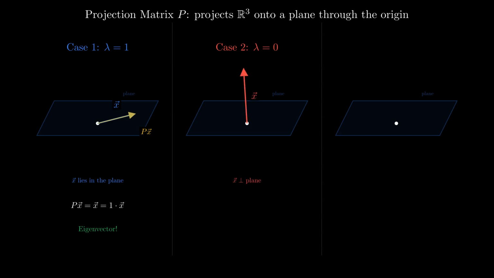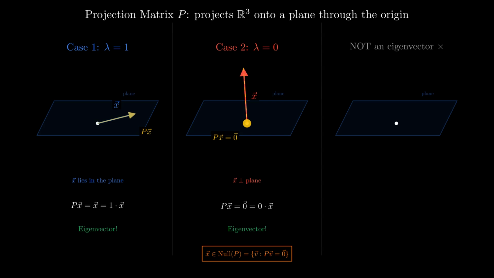Second case, a vector perpendicular to the plane. The projection crushes it to the origin. P times x equals the 0 vector, which is 0 times x. Lambda equals 0. This is also an eigenvector. And this vector lives in the null space of P. The null space is the set of all vectors that a matrix sends to 0.